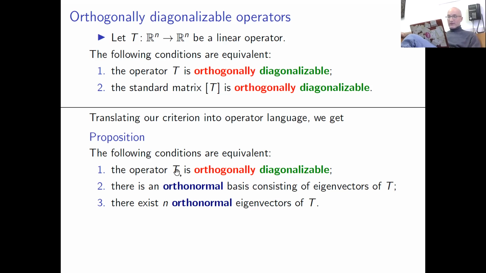Indeed, for example, if a linear operator is orthogonally diagonalizable, it means the matrix of this operator with respect to some orthonormal basis is diagonal. But this means, almost by definition of the matrix of an operator T with respect to some basis, that this basis consists of eigenvectors. And since it's orthonormal, it means you have n orthonormal eigenvectors of T. So this almost immediately follows from the definition of orthogonal diagonalization of the linear operator T.